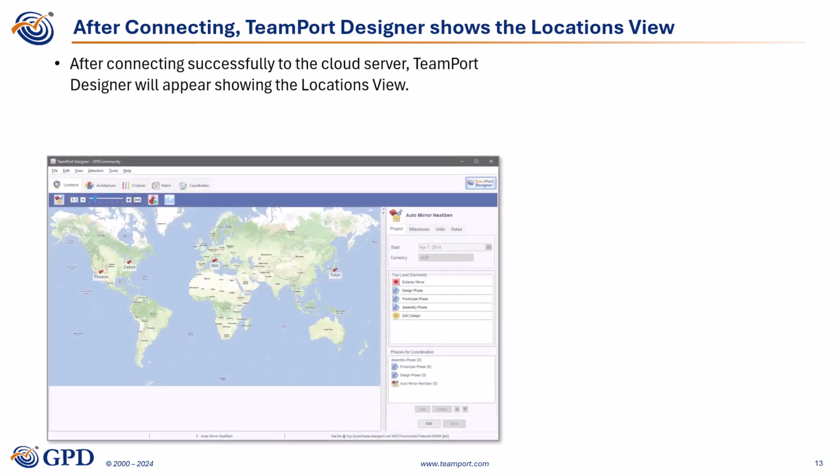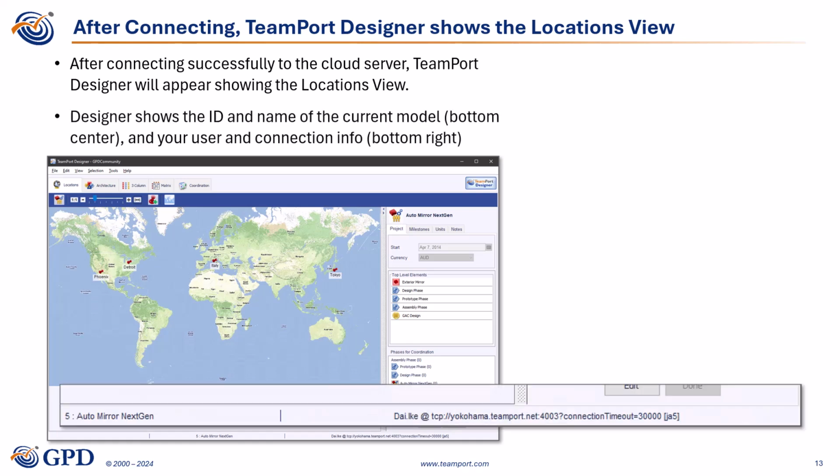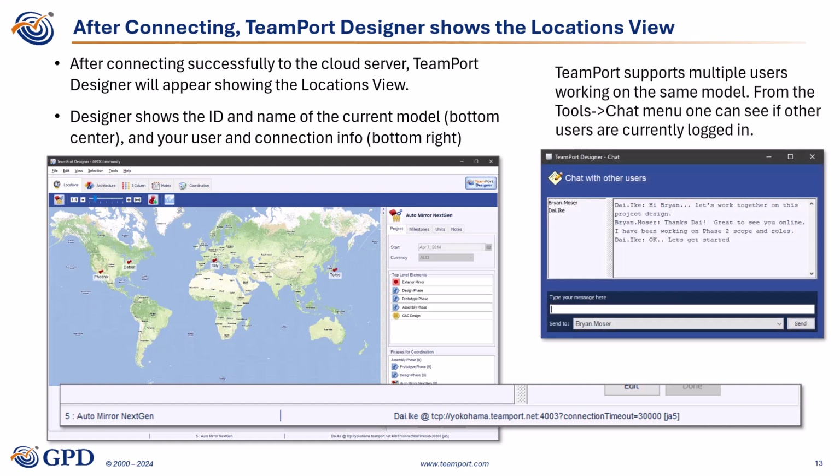After connecting successfully to the cloud server, TeamPort Designer will appear showing the world map in the Locations view. Designer shows the ID and name of the current project model bottom center, and your user and connection info on the bottom right. When first connected, it is a good idea to check if others are also logged in. TeamPort supports multiple users working concurrently on the same project model. From the Tools menu, one can open the chat window and see if other users are currently logged in.